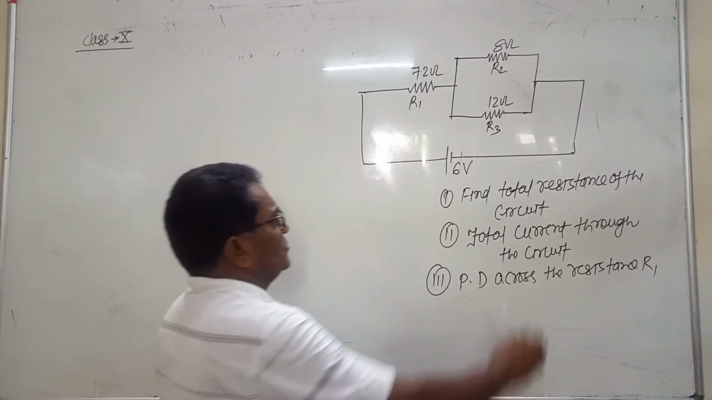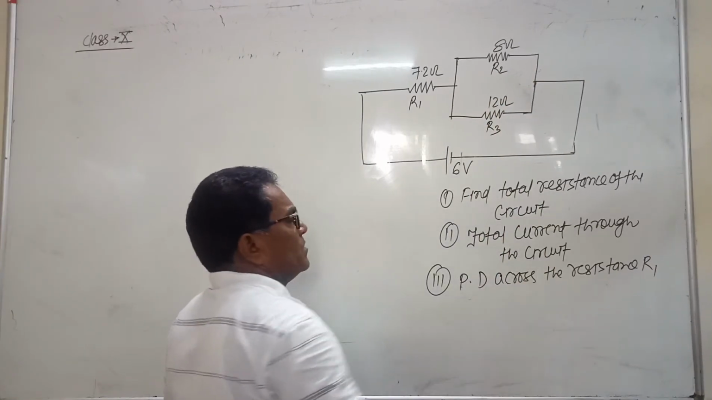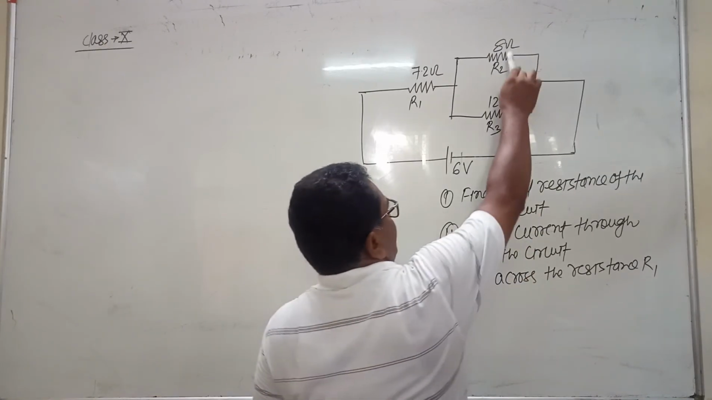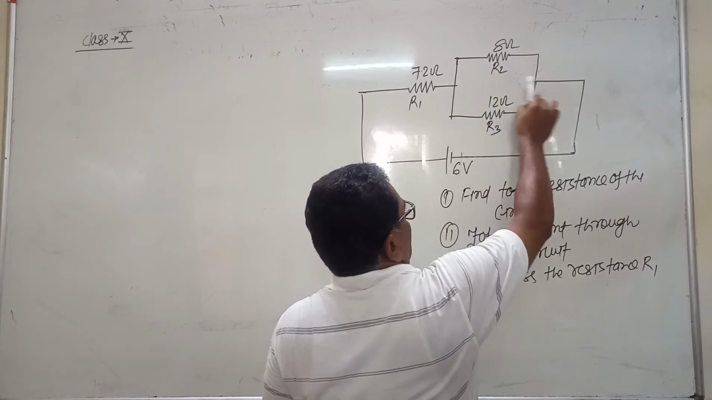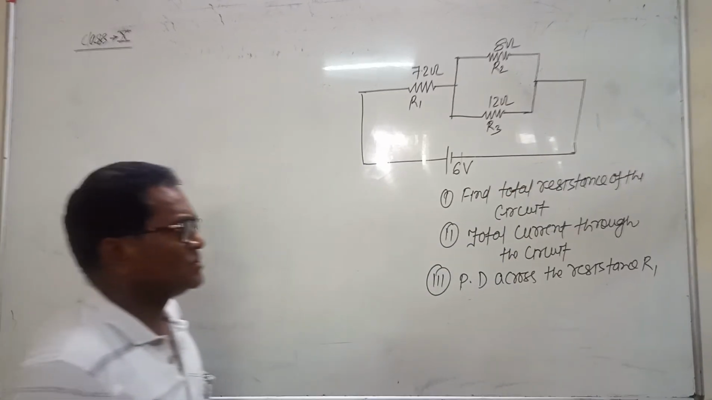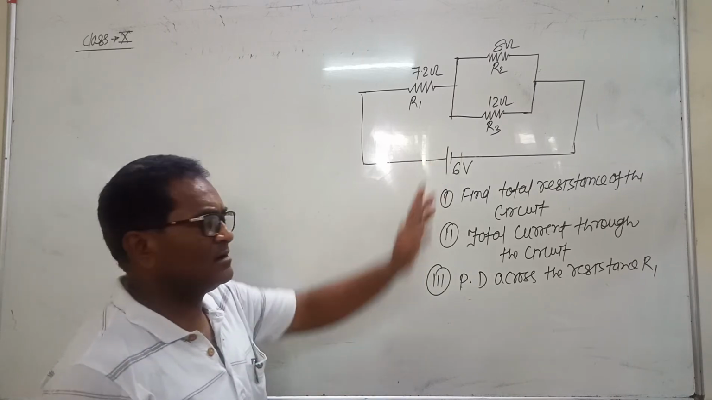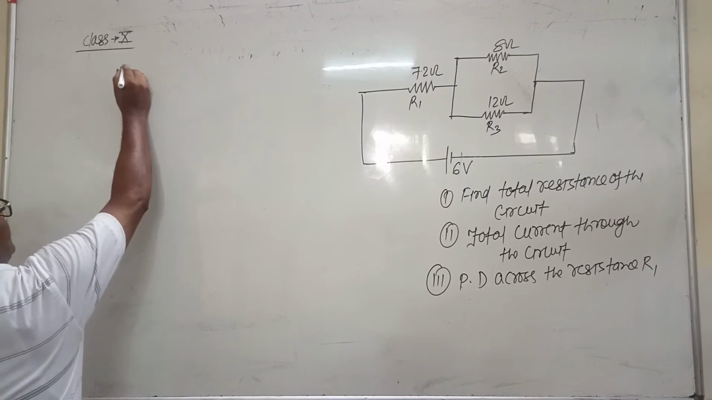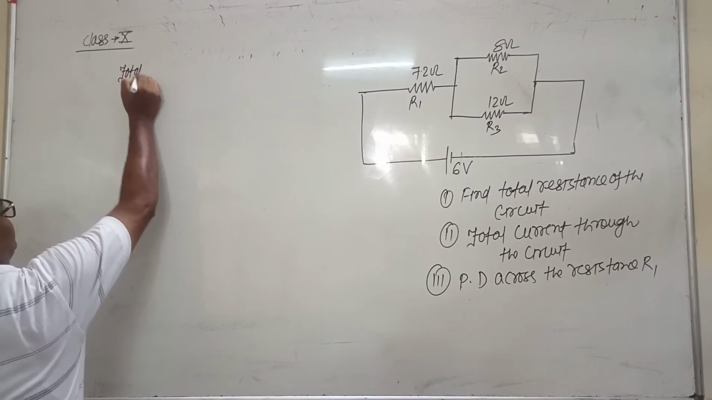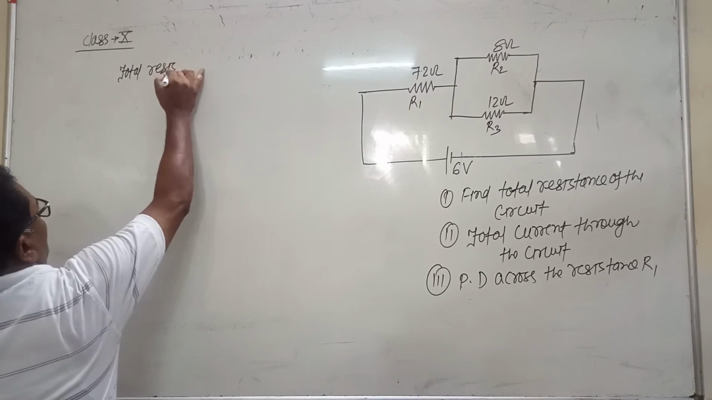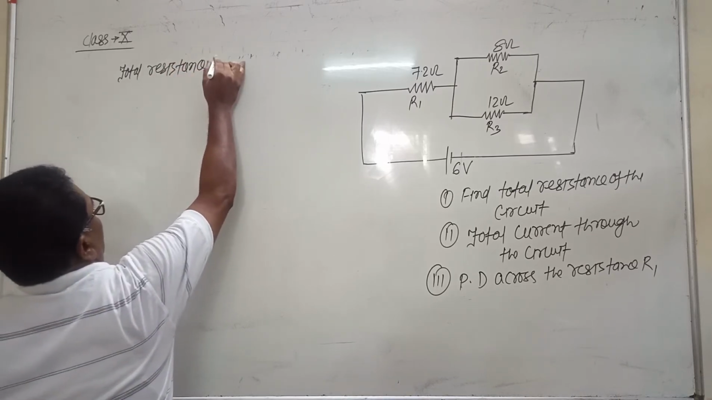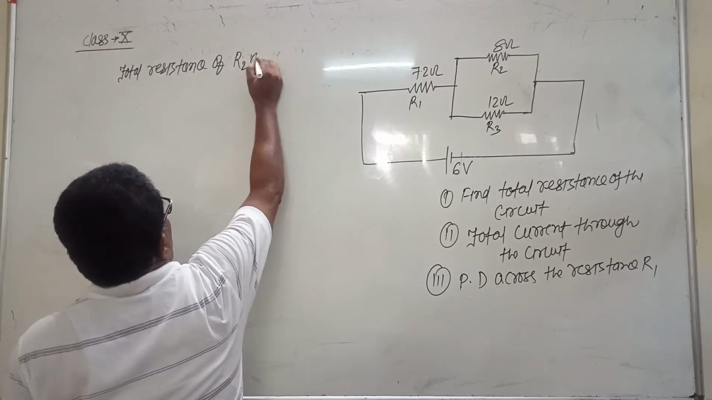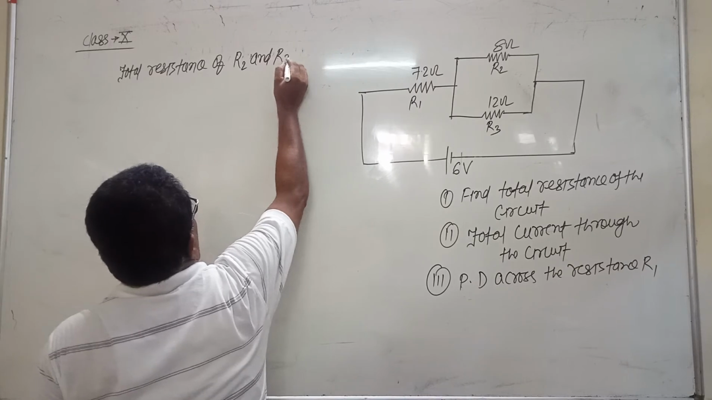So these two resistances, 8 ohm and 12 ohm, R2 and R3, are connected in parallel because they are connected between the same 2 points. So we will find their parallel combination. So the total resistance of R2 and R3.